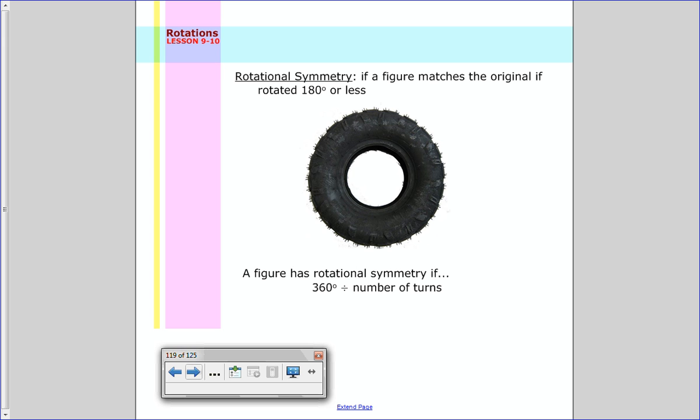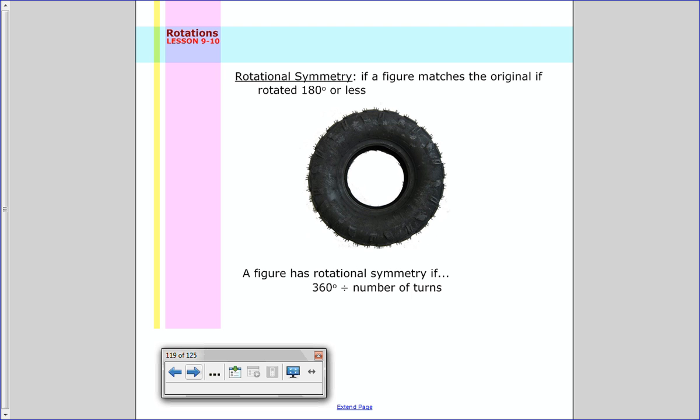So now we're going to the second piece of the lesson, which is on rotational symmetry. We've talked about symmetry before. That's when it looks the exact same mirror image on both sides. Now, a figure has rotational symmetry if a figure would match the original if it's rotated 180 degrees or less. So if you turn it halfway around and it looks the same, then it's rotational symmetry.